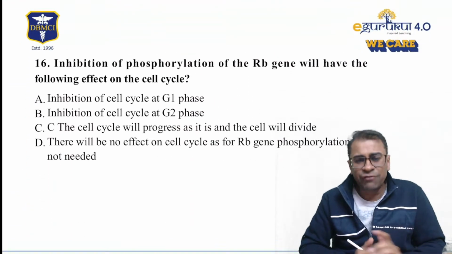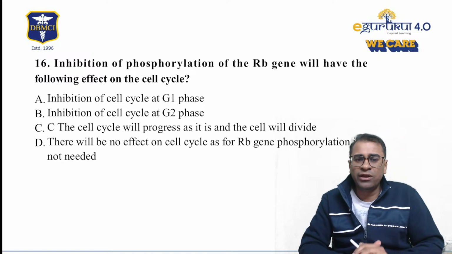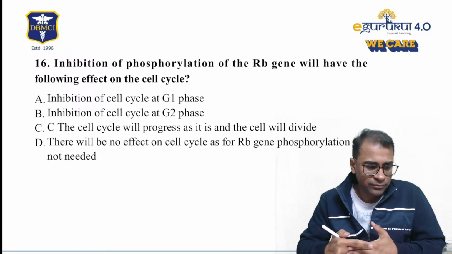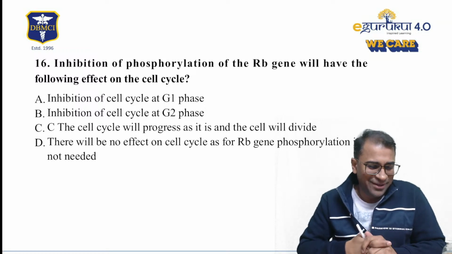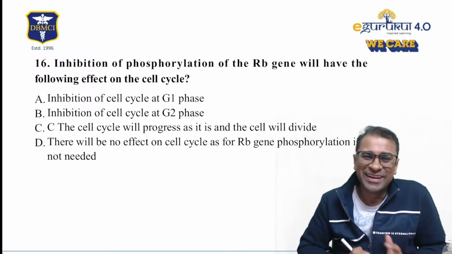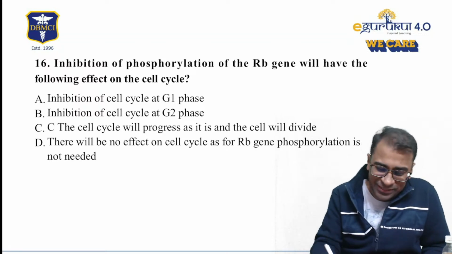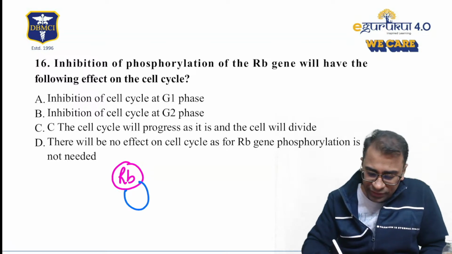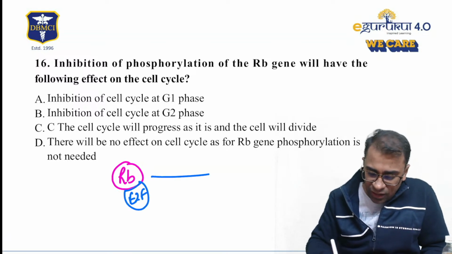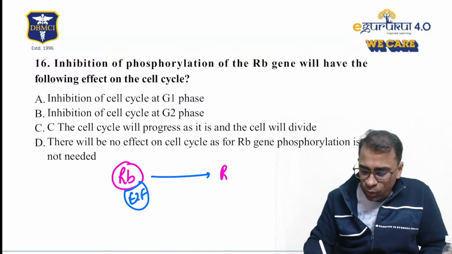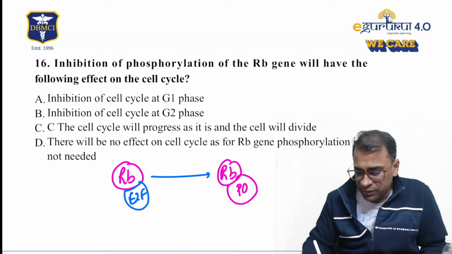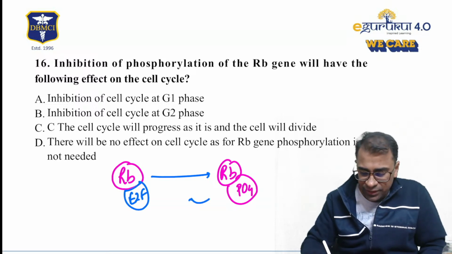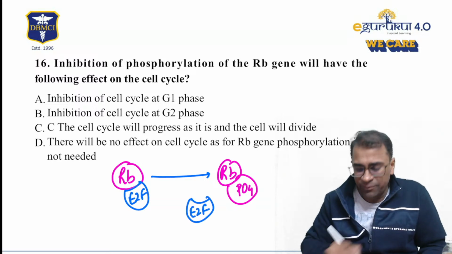Chalo, inhibition of phosphorylation of the RB gene will have the following effects on the cell cycle. Yes, very weird question, very true. Chalo, tell me the answer. It says RB is like this, and with the RB you also know that E2F is often attached, right? What happens now? The RB often adds a phosphate group to it, and because of the phosphate group, the E2F becomes free. Okay?